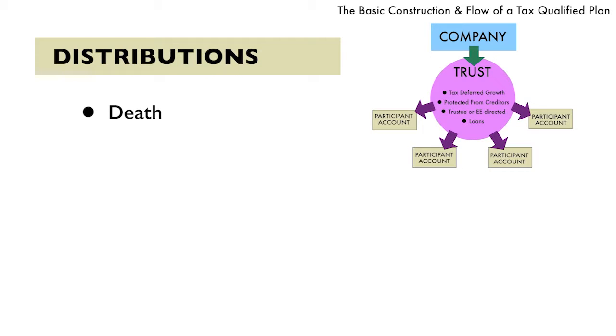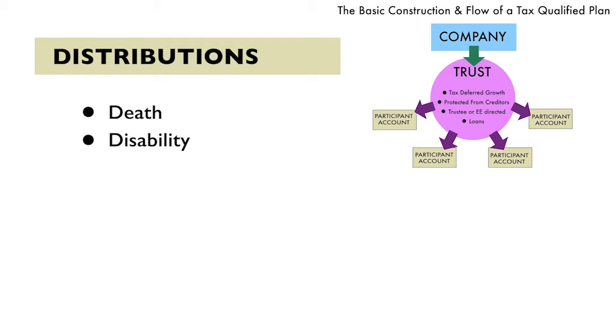How do I get money out of the plan? Death. If a participant dies, the named beneficiary receives the account balance. The distribution is taxable unless it is rolled over to a beneficiary IRA. If the account is not rolled over, it will be subject to ordinary income tax.